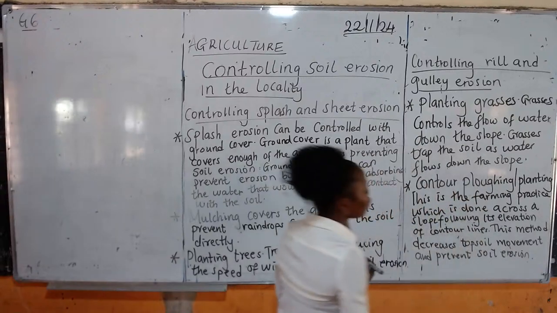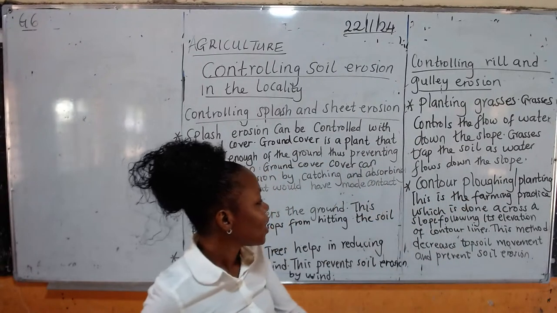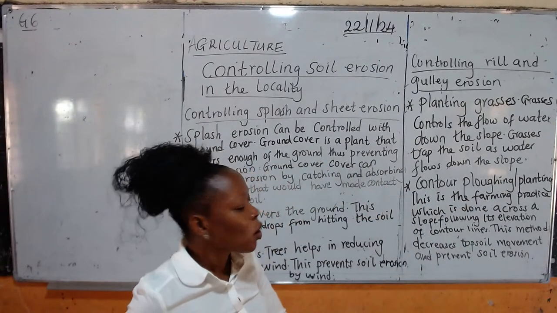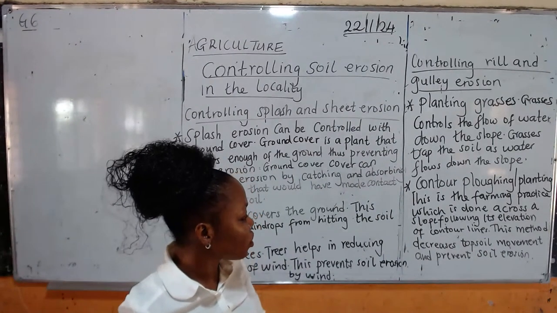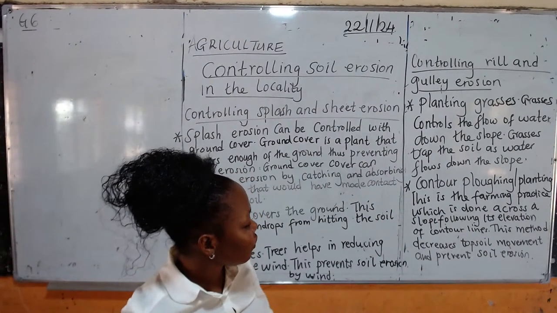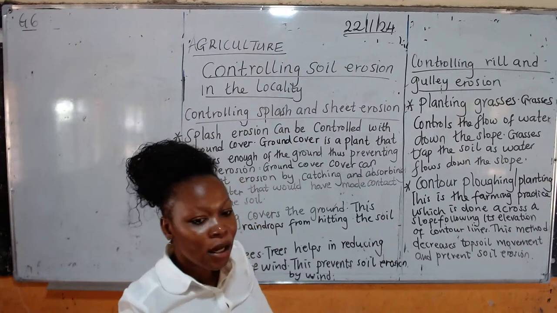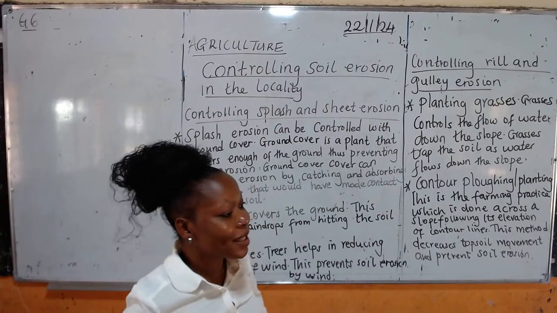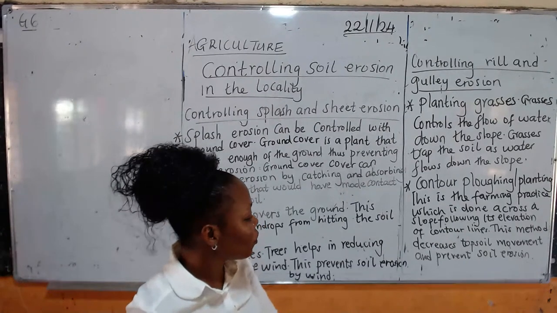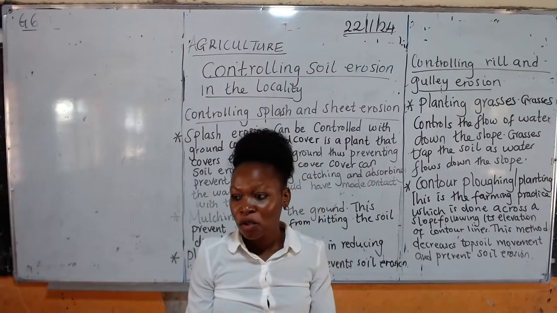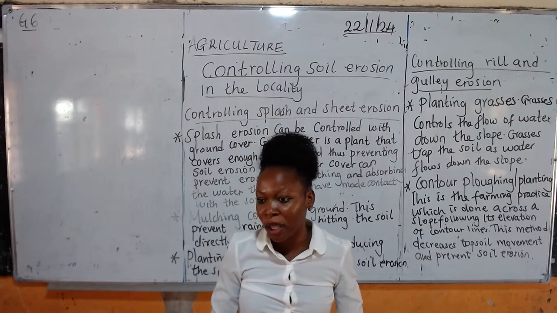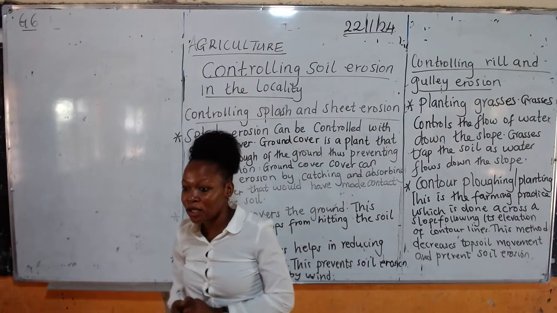Now, when you talk of contour plowing or planting, you're saying that this is the farming practice which is done across the slope, following the elevation of contour lines, okay? This method decreases topsoil movement and therefore prevents soil erosion. So there are those people who usually do farming, okay? We learn about farming.